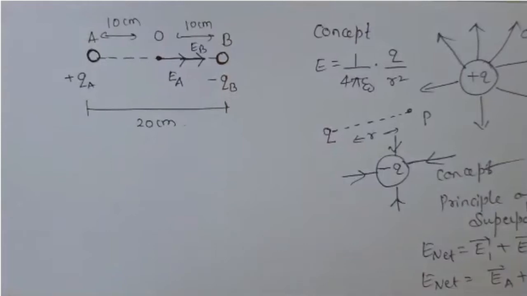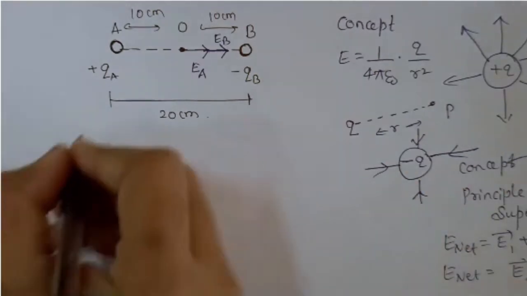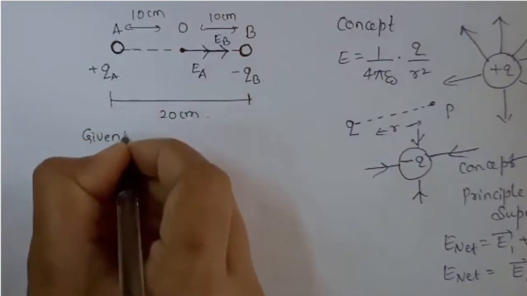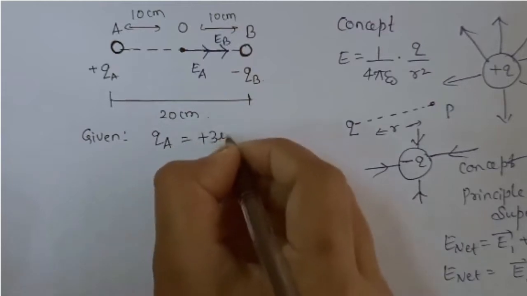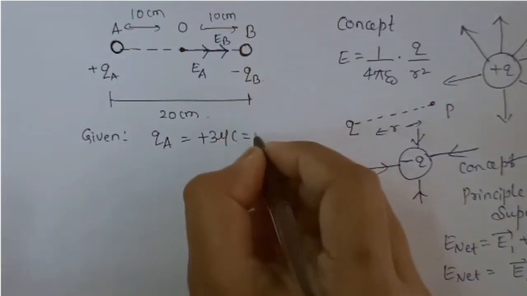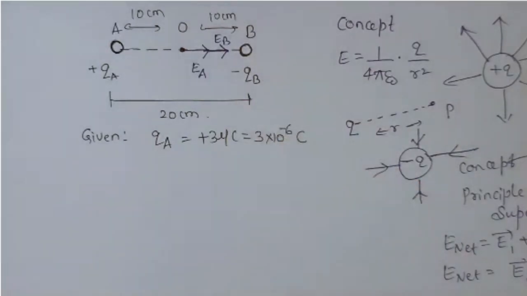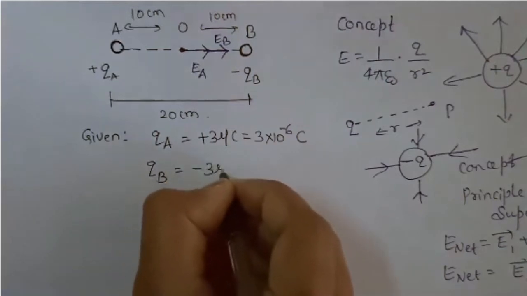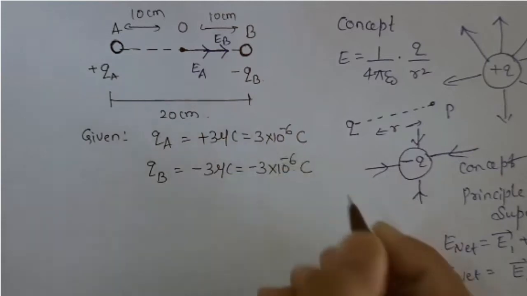So I hope now the concept is clear. So are we able to solve the problem now? Very simple now. Okay, start then. So list out the given things. What is given? So given is QA is plus 3 microcoulomb. So you have to take it in coulomb, 10 raised to minus 6 coulomb. Okay, next charge is QB. This is minus 3 microcoulomb and this is equals to minus 3 into 10 raised to minus 6 coulomb.